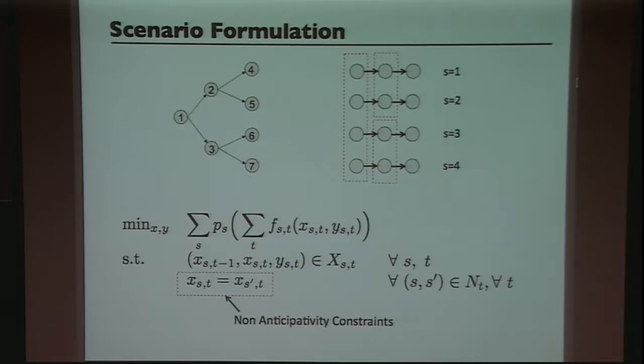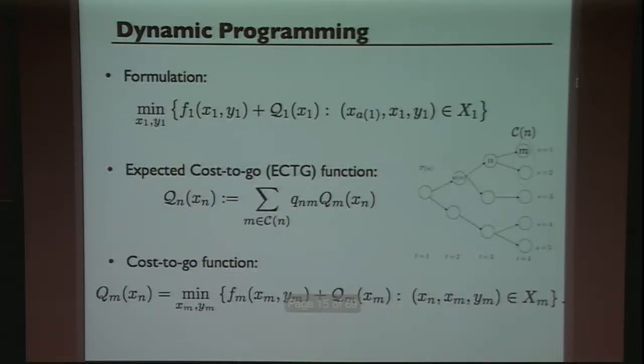The number of variables has been blown up because I've made copies of them. Is that okay? Here is the third formulation. This is what is known as the dynamic programming formulation.